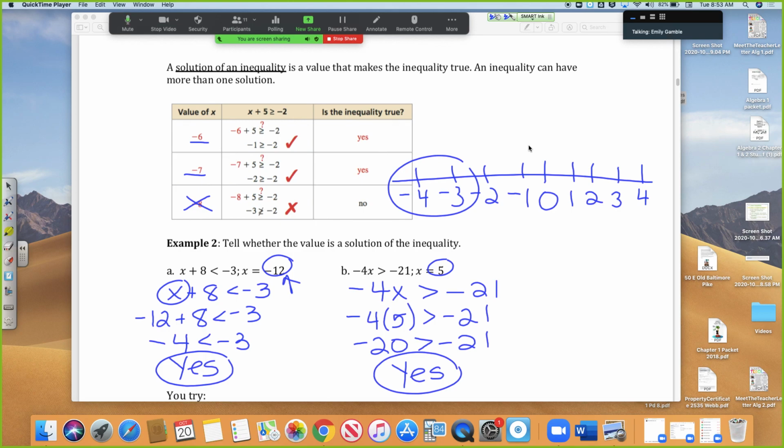There are 3 practice problems on this page that I would like you guys to try, so I'll give you a few minutes. Go ahead and try 1, 2, and 3.